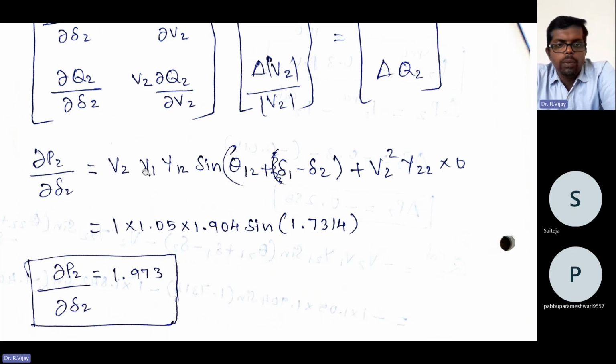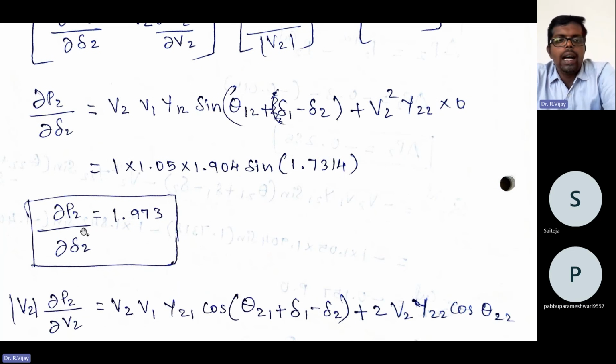So V2 is 1, V1 is 1.05, Y12 is 1.905 sine of this theta 12. Delta 1 minus delta 2 is 0 minus 0, so no need of taking it. So 1.731. While simplifying with the scientific calculator, you will get del P2 divided by del delta 2 as 1.973.